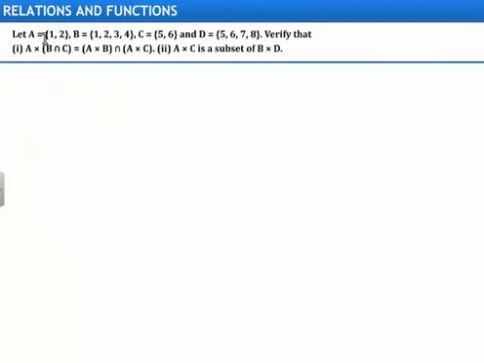In this question, it is given that set A is equal to {1, 2}, set B is equal to {1, 2, 3, 4}, set C is equal to {5, 6}, and set D is equal to {5, 6, 7, 8}. You have to verify A cross (B intersection C) is equal to (A cross B) intersection (A cross C), and also A cross C is a subset of B cross D. Let us see the solution for this question.